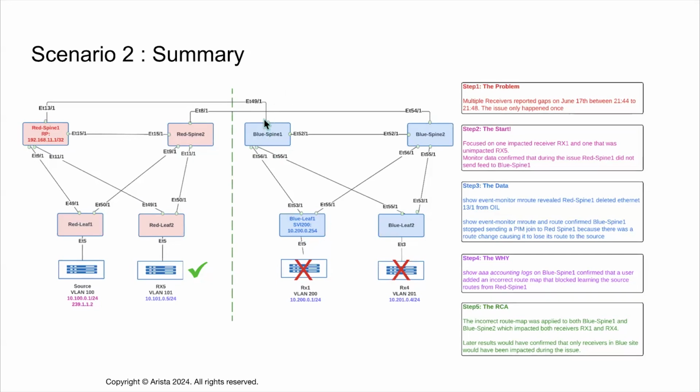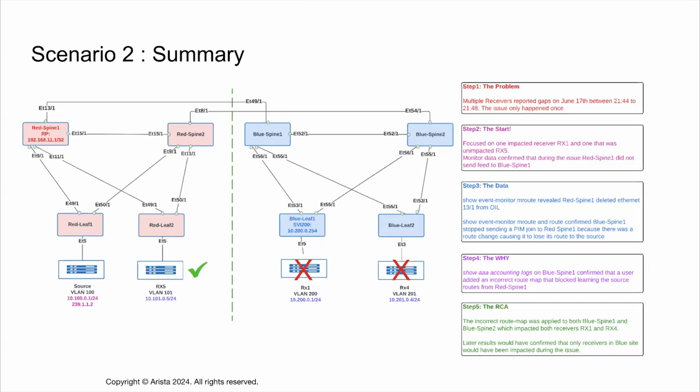route to the source was because there was a route map that got added on blue spine 1, whose prefix list essentially prevented us from accepting any of the source subnets into our routing table because it was aggregating versus us receiving individual /24s. Now, once this route map was corrected, which was about 4 minutes later, the multicast feed resumed.